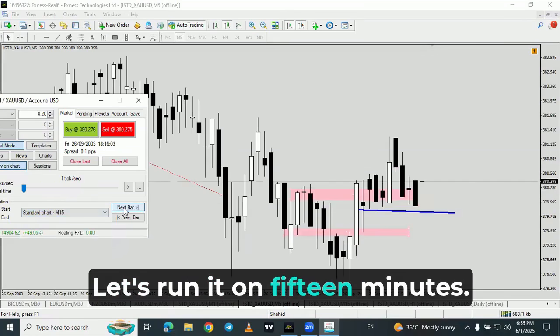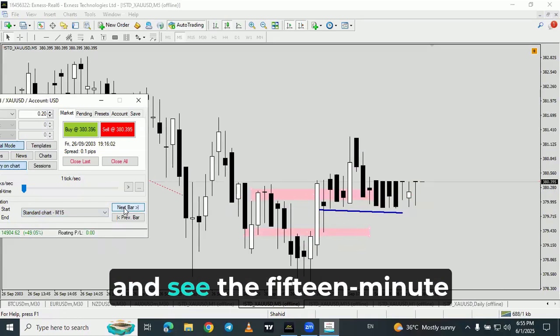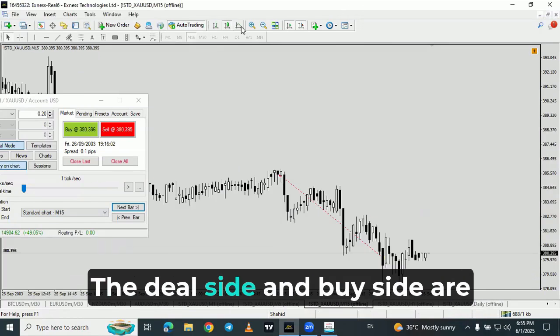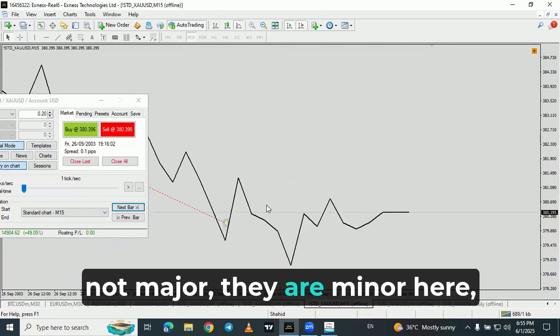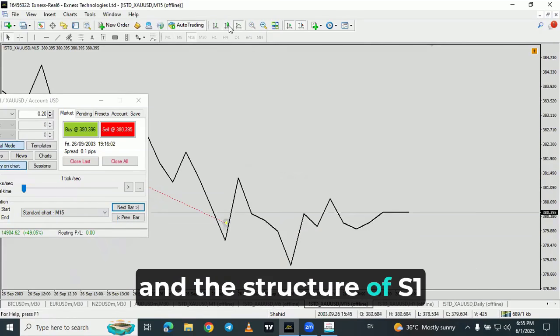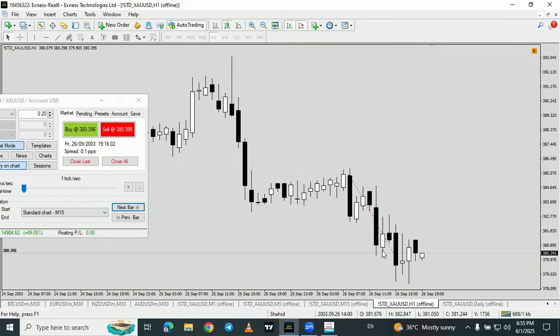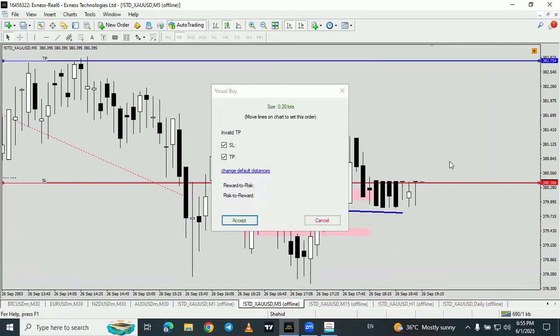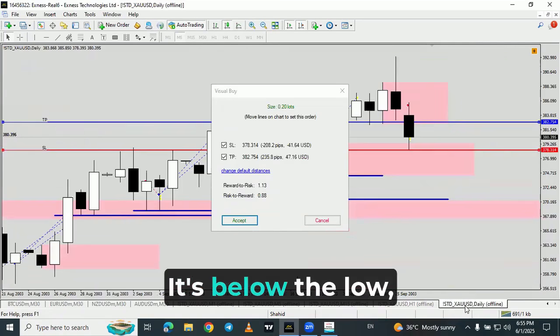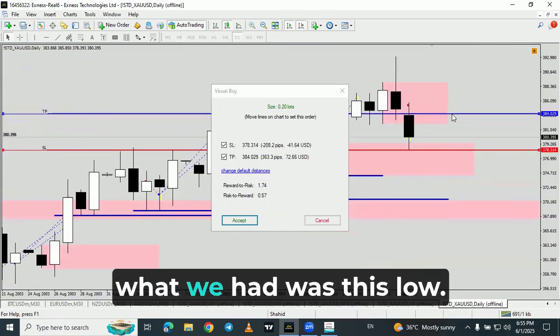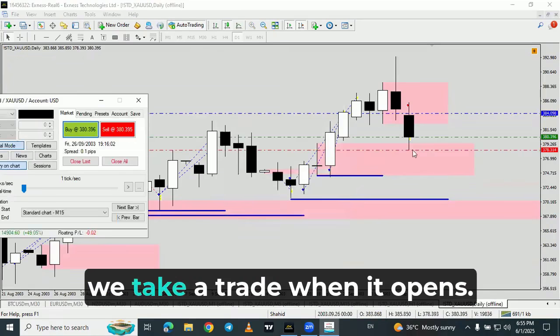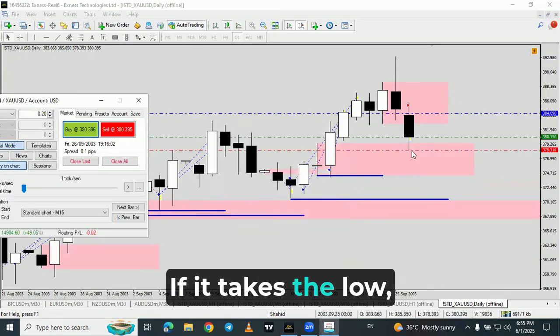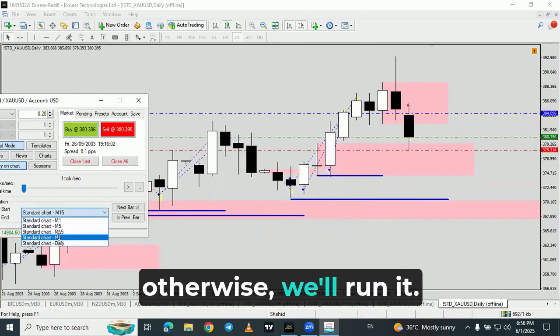Let's run it on 15 minutes. See, our pass is low and see the 15-minute structure here. The deal side and buy side are not major. They are minor here, and the structure of S1 has shifted here. So here we do a buying according to 5 minutes. It's below the low, and in the daily what we had was this low. So here we take a trade when it opens. If it takes the low, then we'll plan below it, otherwise we'll run it.